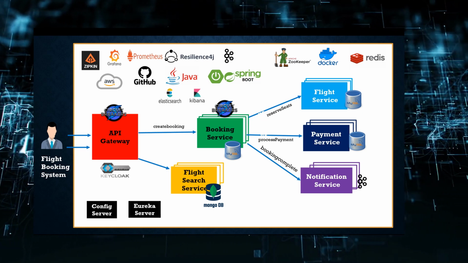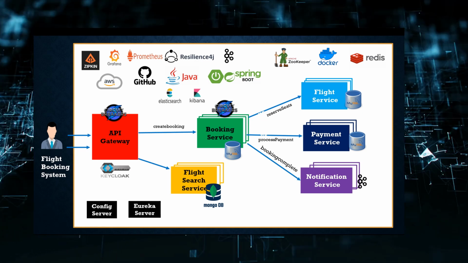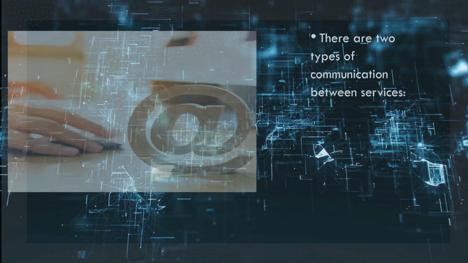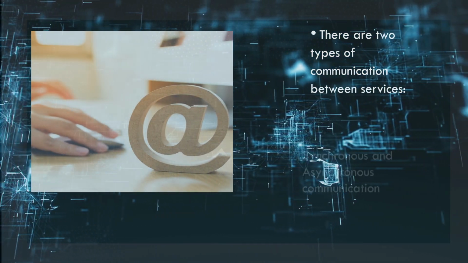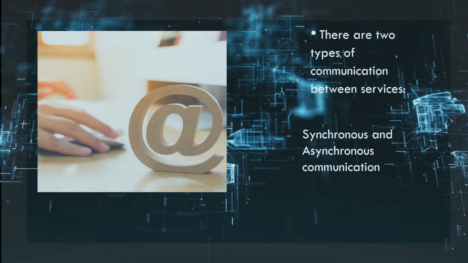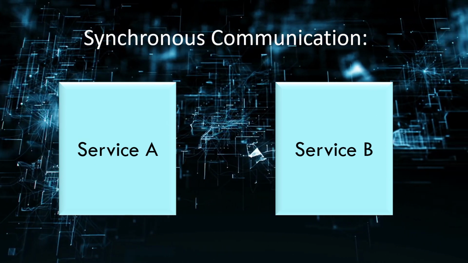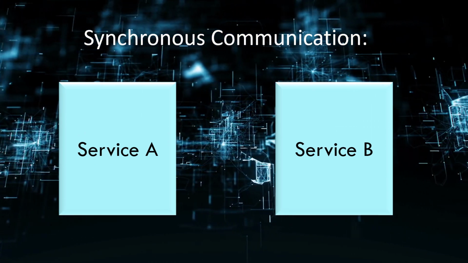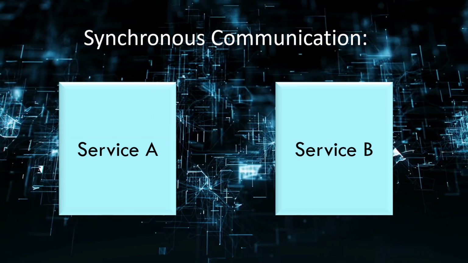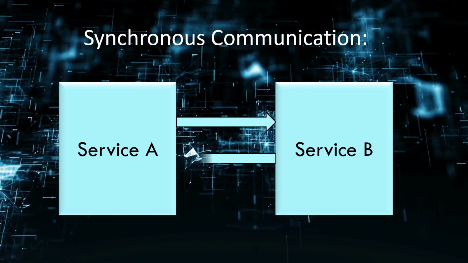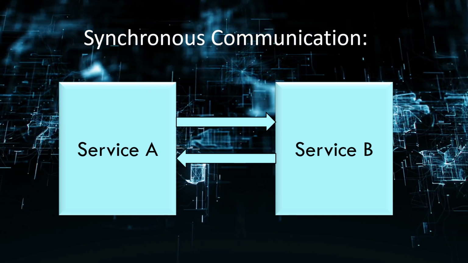In a microservices architecture, services usually communicate with each other. There are two types of communication between services, synchronous and asynchronous communication. Now let's learn something more about synchronous communication. As we have told, in synchronous communication, service A sends a request to service B and it waits for the response before continuing its execution.